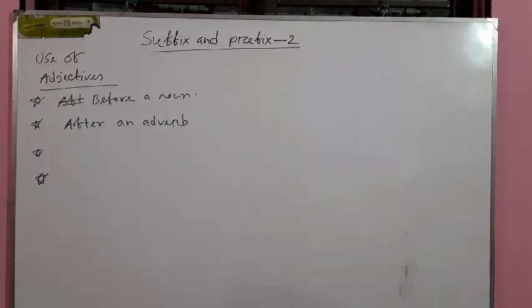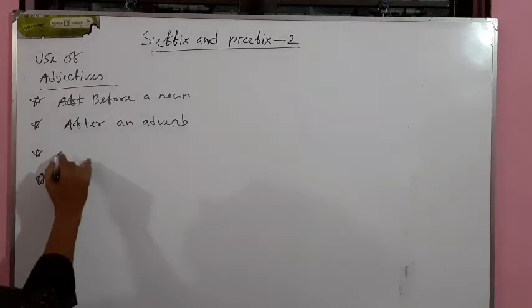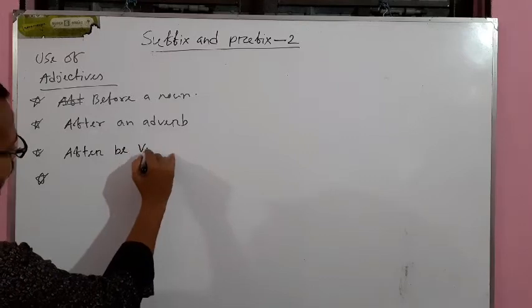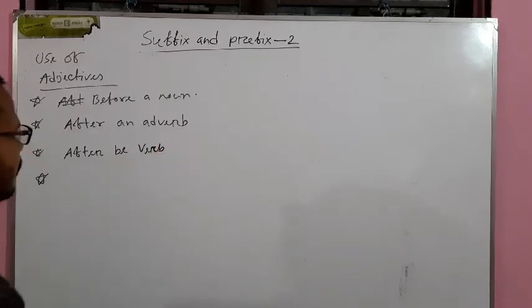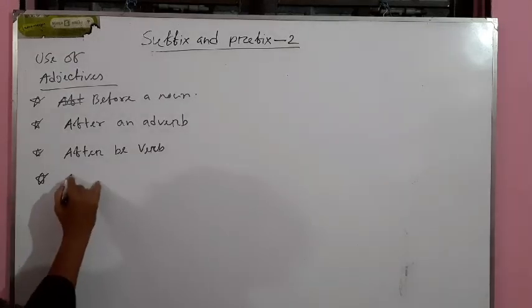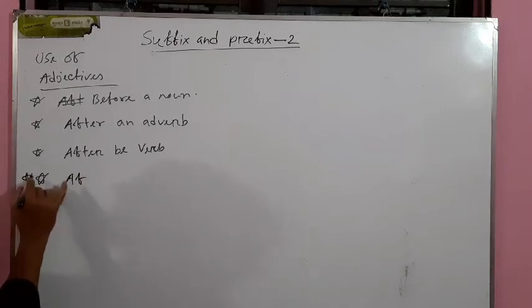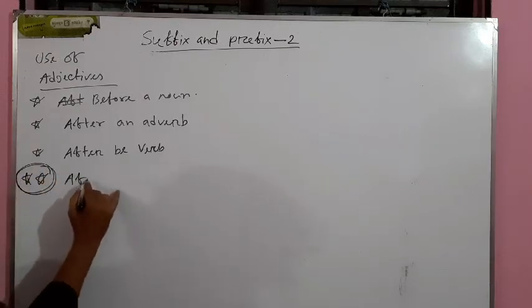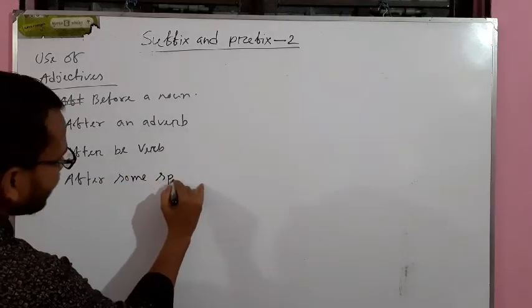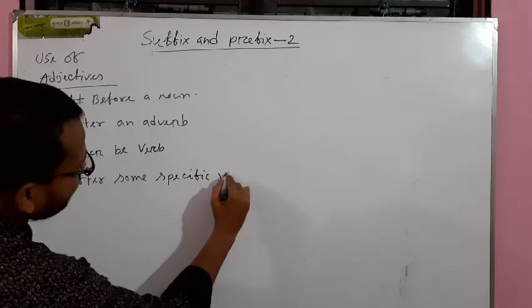Now let's go to the next part, after be verb. After be verb, that means am, is, are, was, were, like this, these are called be verbs, and after the be verbs we will use the adjective form of a word. And after some specific words, look at this, this one is very very important, take a snap please. After some specific verbs.